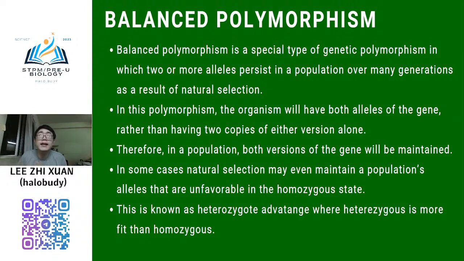Dua alleles dia ada, dominant and recessive alleles, baru boleh survive. So whether they have the same copy, dia tak akan ada homozygous dominant and homozygous recessive one. Memang dia ada both alleles. And then therefore, both versions can be maintained. And then this will result in natural selection maybe even maintaining a population that is unfavorable.